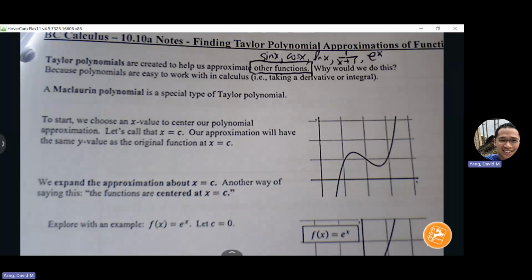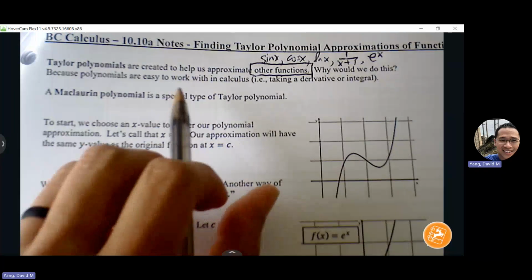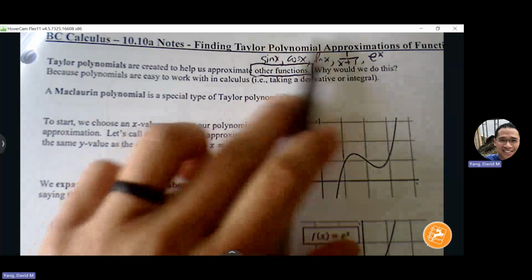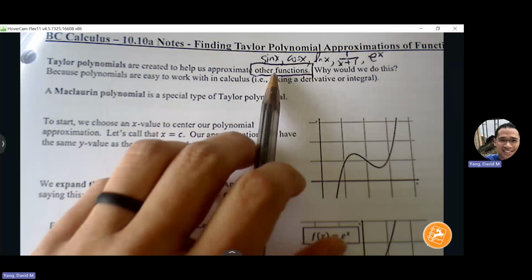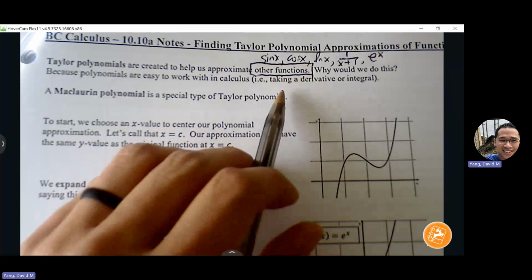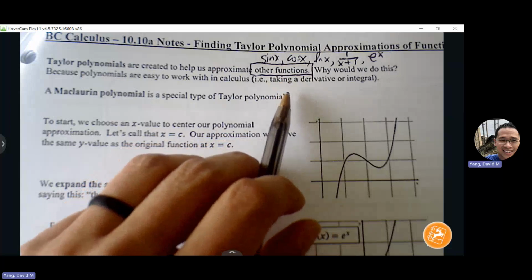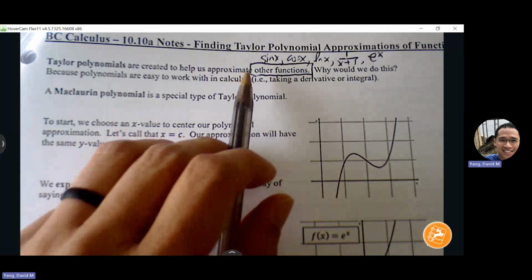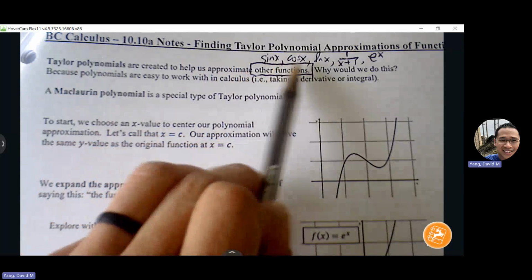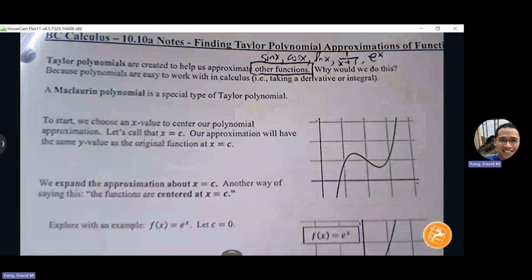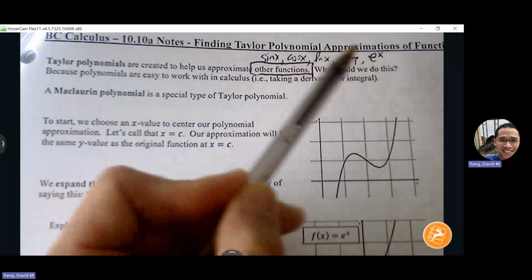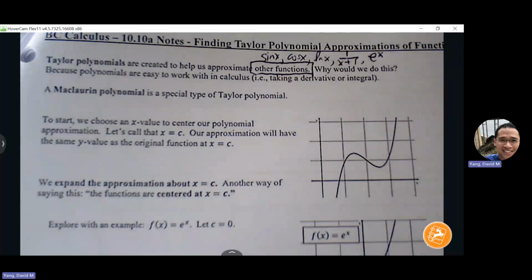So why do we do this? Because polynomials are easier to work with in calculus than these other types of functions. What we mean by easier is in terms of the derivative and integral, it's pretty easy with polynomials. We're just always either adding one or subtracting one. With sine and cosine, natural log, it's a little bit messier, especially finding the second, third, fourth and fifth derivative. It's just not as clean. It's not as fast as polynomials.